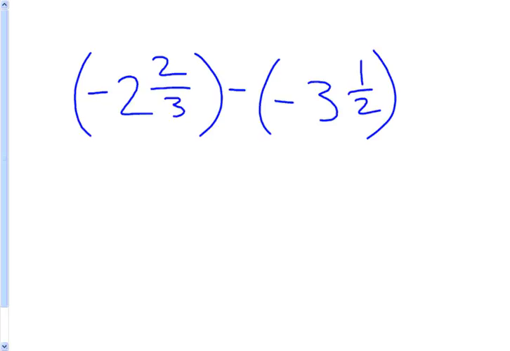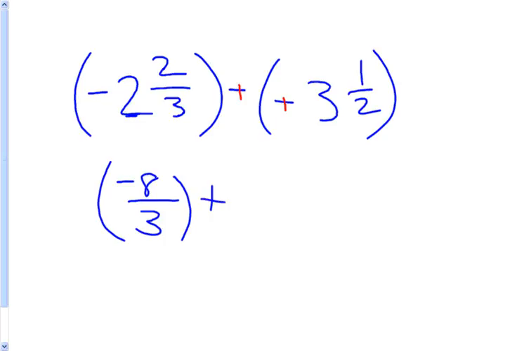That brings us to our problem at hand. How do we subtract? Again, think, add the opposite. So that's my first step. Now my second step is I will change both of these to improper fraction form. So I know that if I have two whole groups of thirds, that'd be 6 thirds plus 2 more thirds is 8 thirds. And of course the entire group of thirds we have, all 2 2/3 of them are negatives.